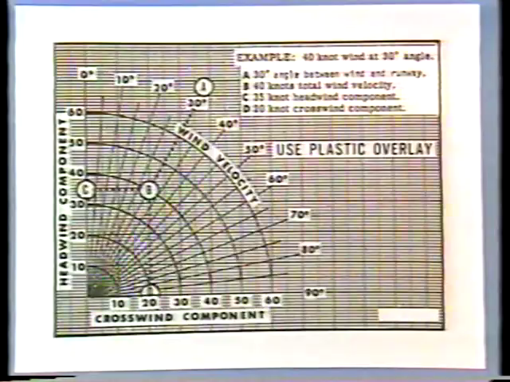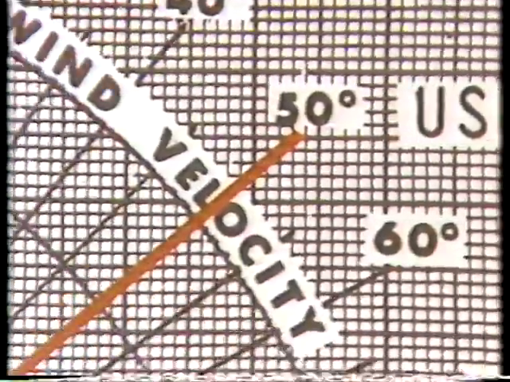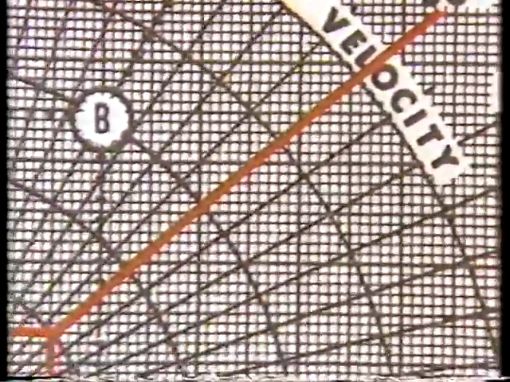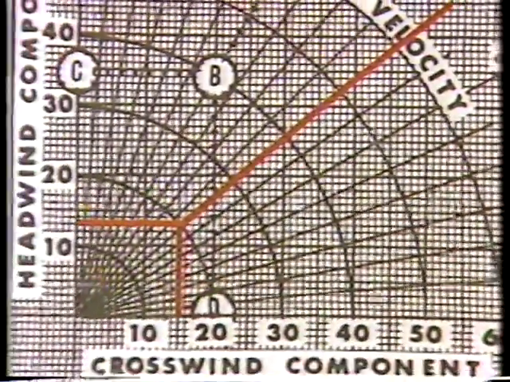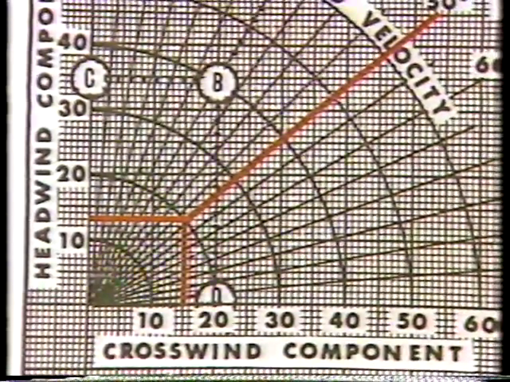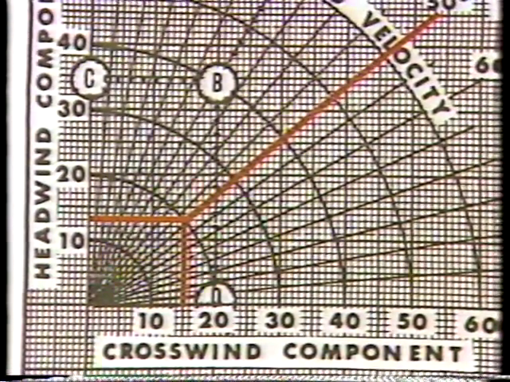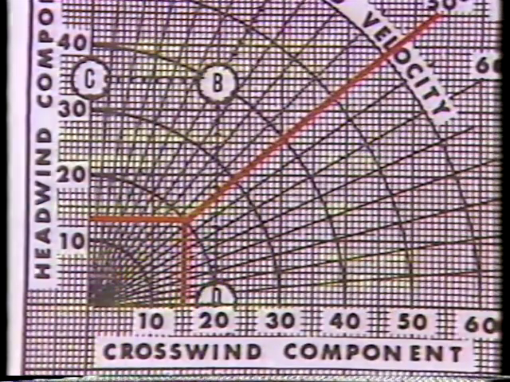Follow the 50-degree reference line to the 20-knot arc. Then follow the vertical line down to the crosswind component of 15 knots and follow the horizontal line to the headwind component of 13 knots.